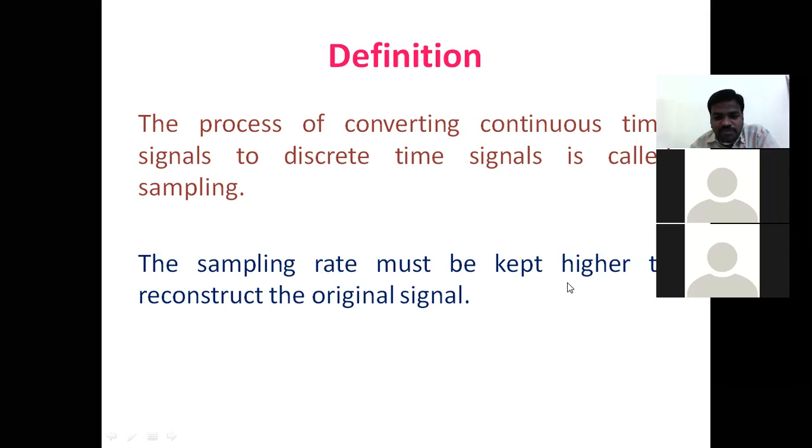The sampling rate must be kept higher to reconstruct the original signal. In order to get the original signal from the digital device, the sampling frequency must be higher. You should select the frequency so that you can get the original data without missing any information between two successive consecutive samples. That is a very important point here.